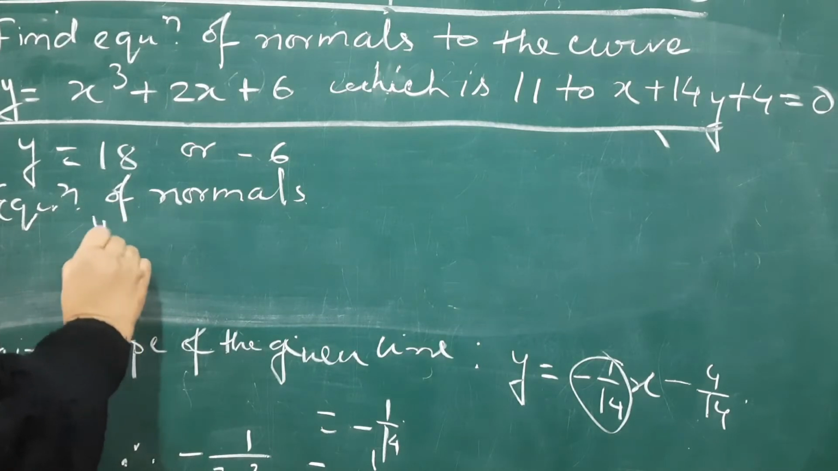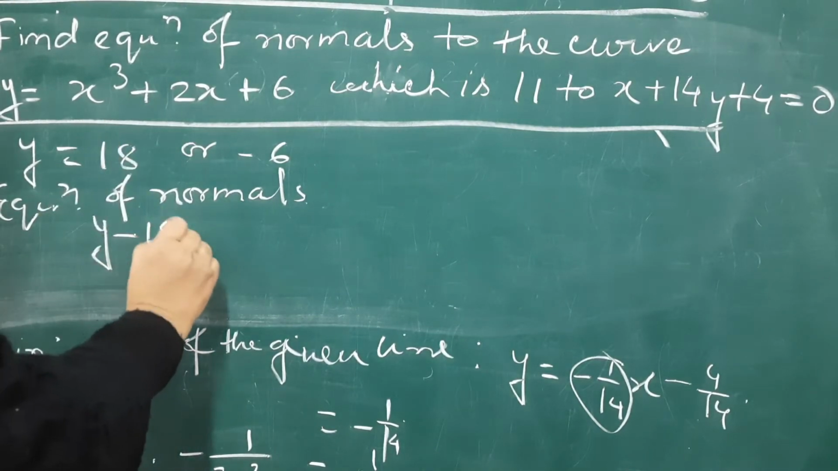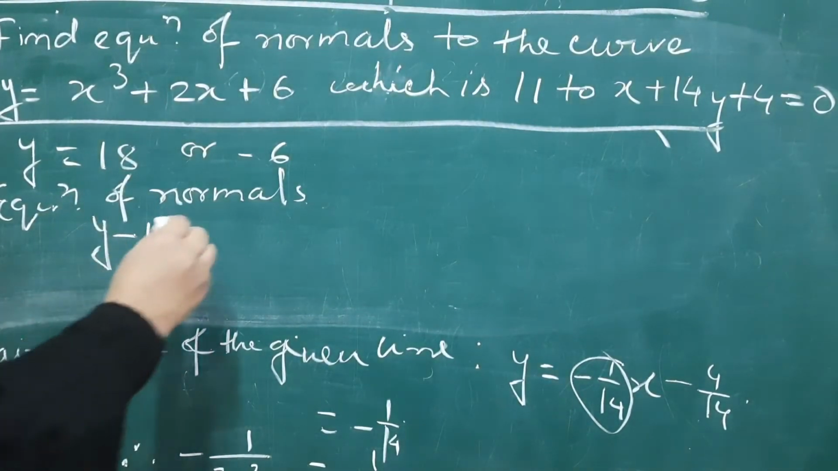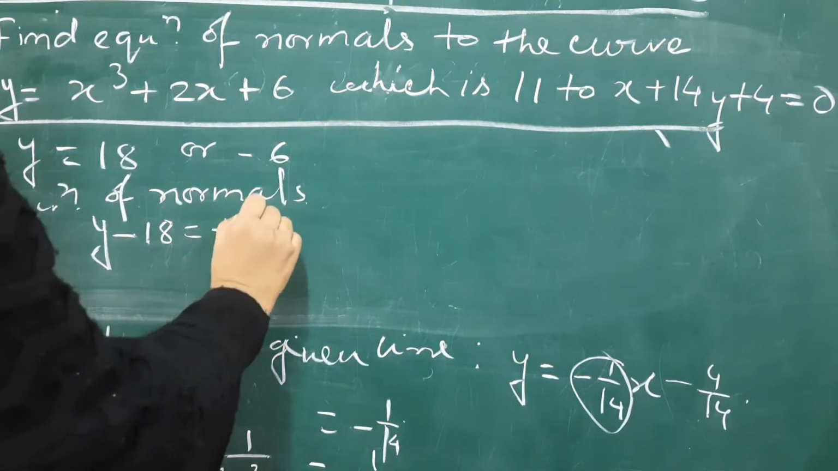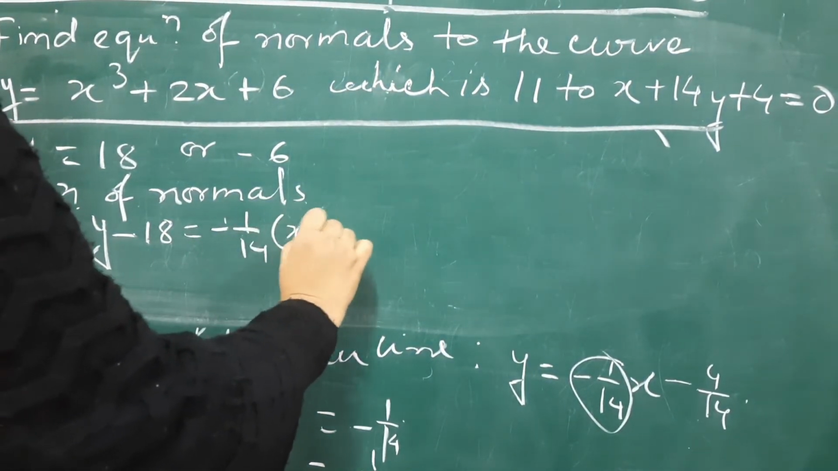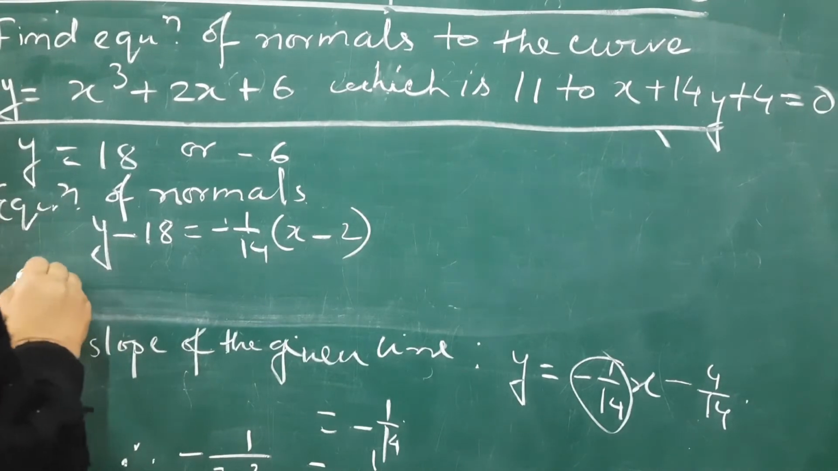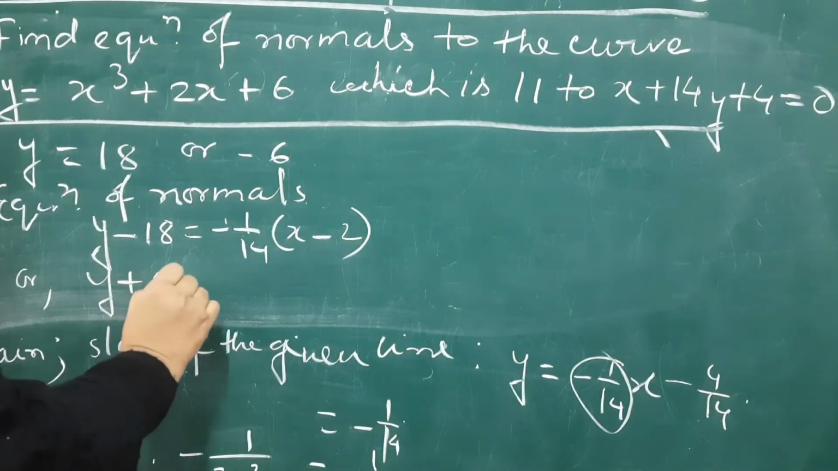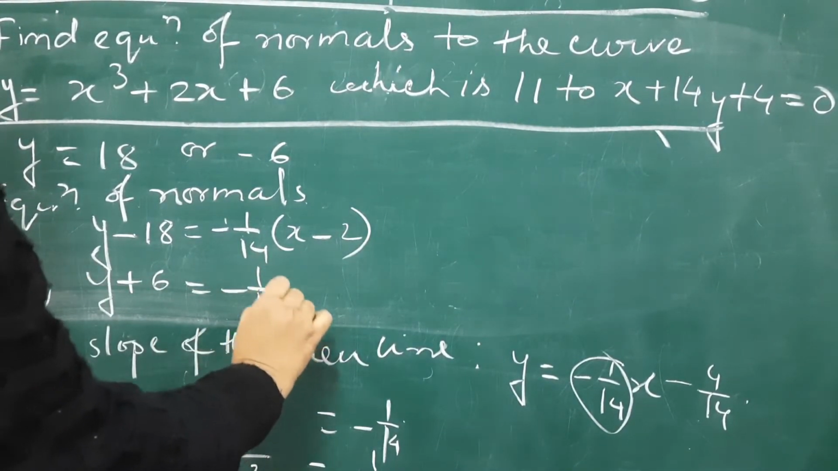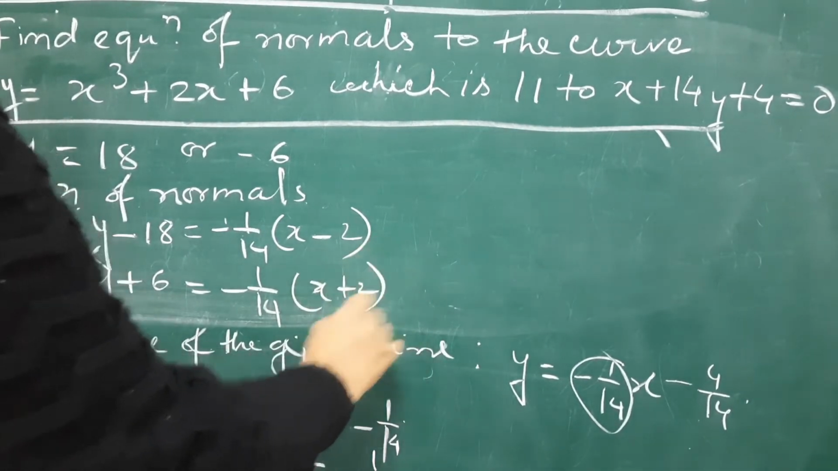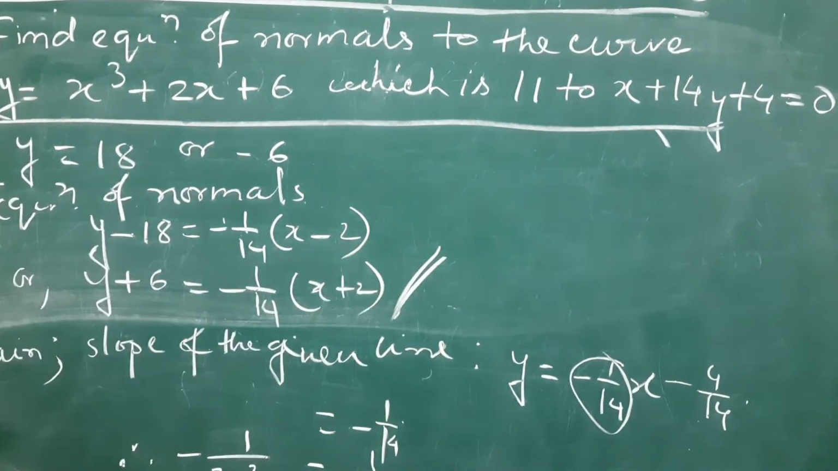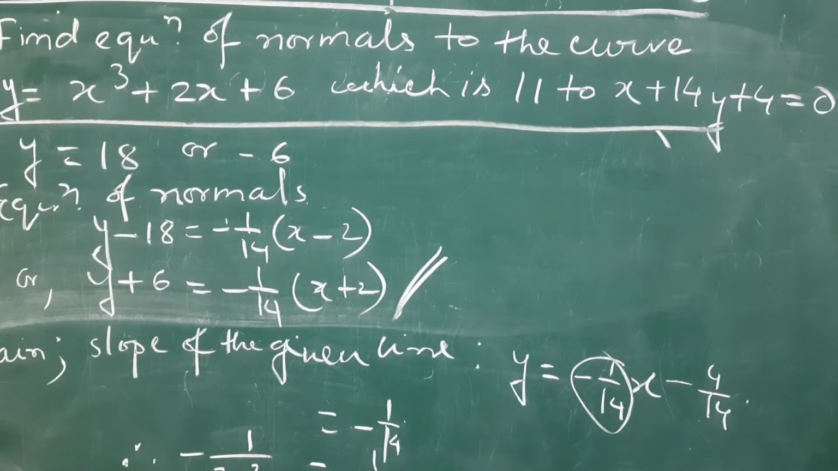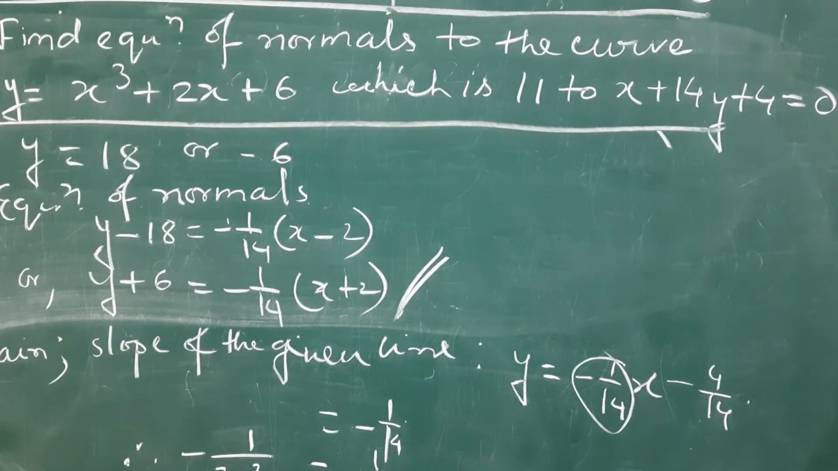y minus y1 is equal to minus 1 by 14 into x minus 1 for this one. Or the other one is y plus 6 is equal to minus 1 by 14 into x plus 2. You have to make these two into simplified form. Next, I will do one question from increasing and decreasing functions.